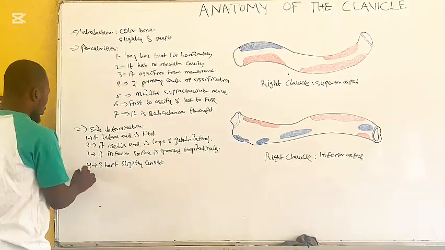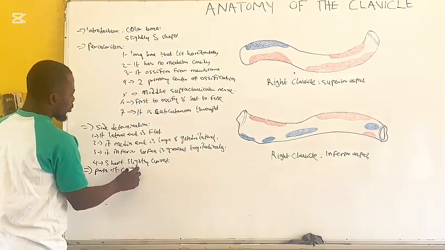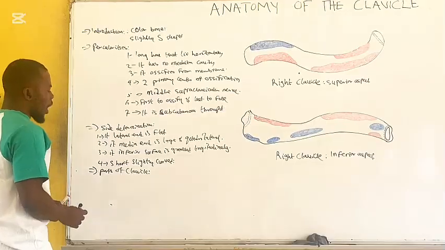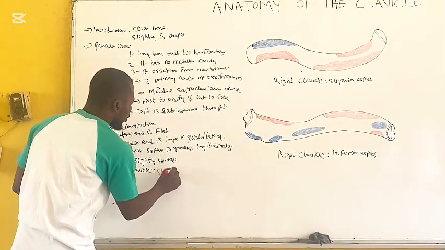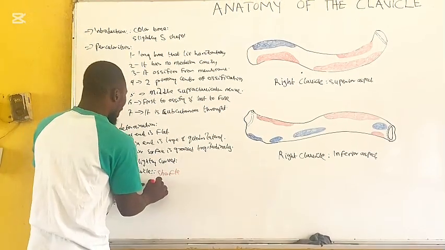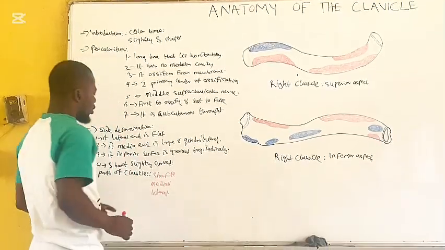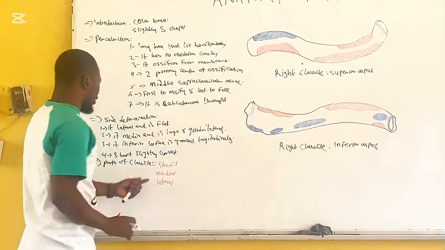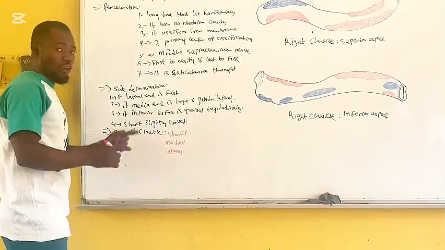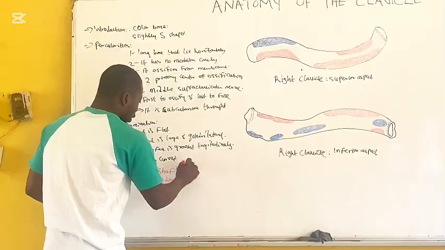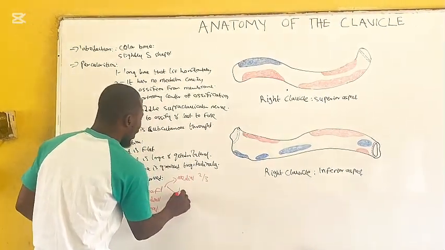Next thing is the parts of the clavicle. Clavicle has 3 parts. It has the shaft and two ends, the medial end and the lateral end. The shaft of the clavicle is slightly curved and it is divided into two parts, the medial 2/3 and lateral 1/3.